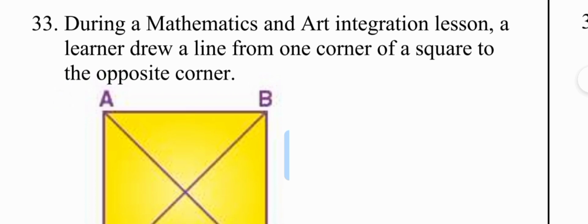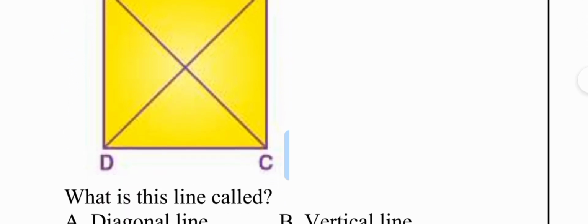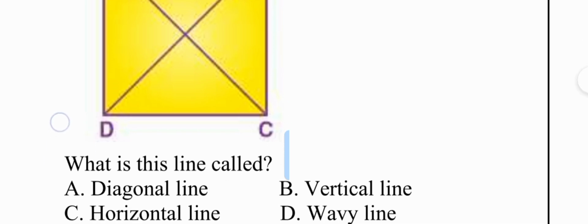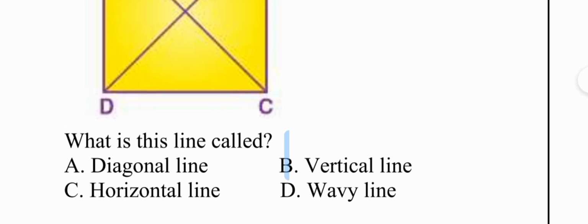Number 33. During a mathematics and art integration lesson, a learner drew a line from one corner of a square to the opposite corner. What is the line called? That one is a diagonal line. The correct answer is A.